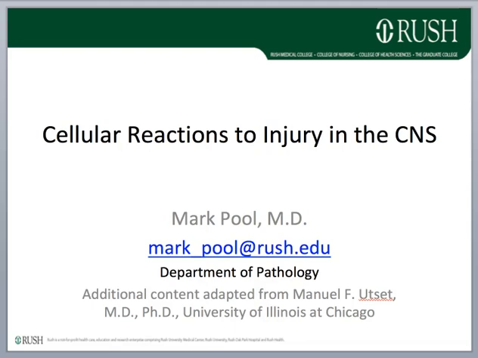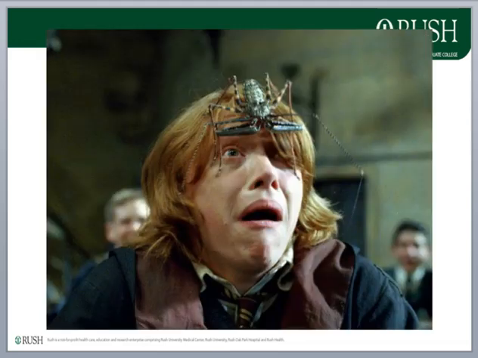I'm going to cover basic cellular reactions to injury in the CNS. As with most other organs, the CNS has a stereotypic pattern of cellular responses to injury. Because it's the CNS, there's a particular vocabulary that you'll have to learn, but the underlying mechanisms are similar to other organs. This is kind of my reaction to neuropathology usually.